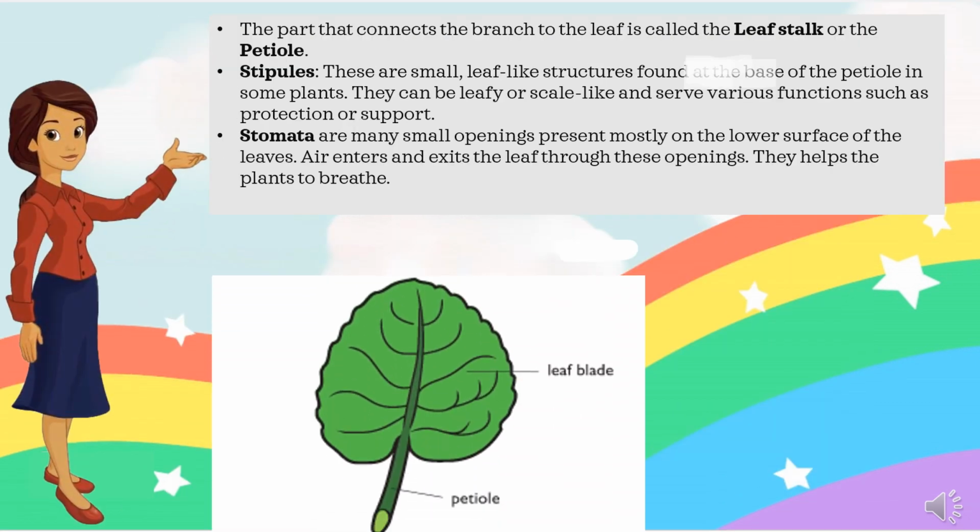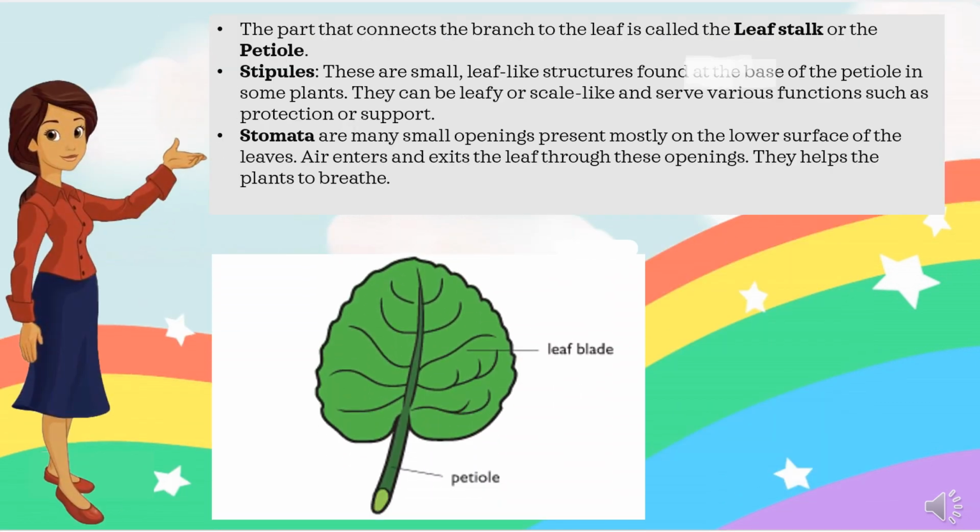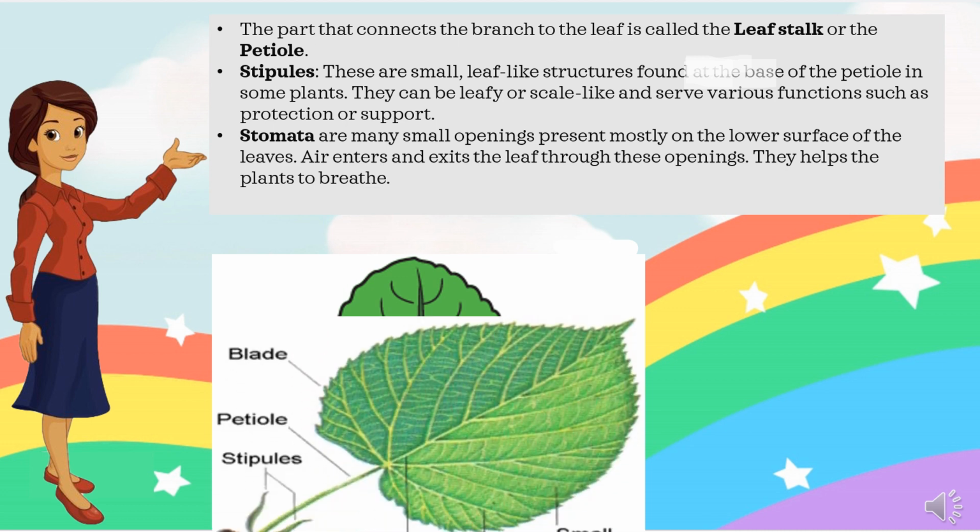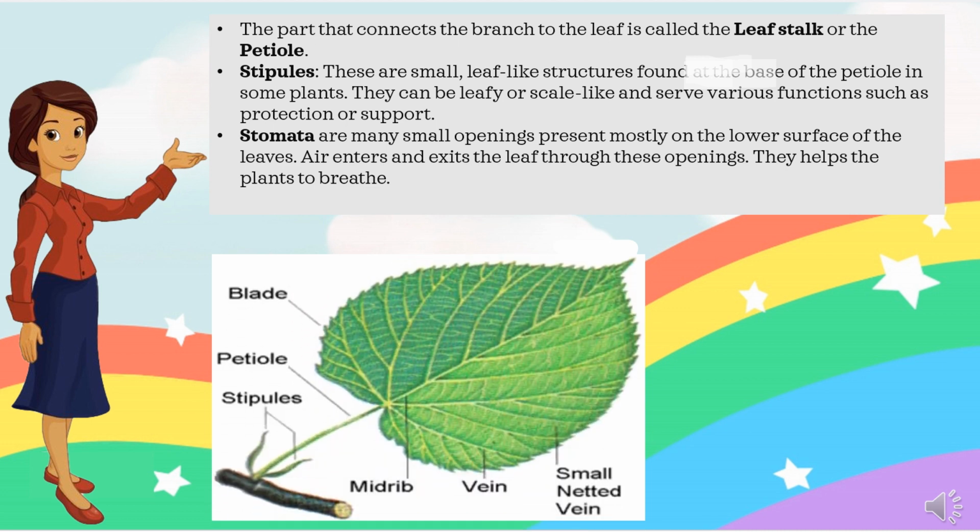The part that connects the branch to the leaf is called the leaf stalk or the petiole. It is like the leaf's lifeline, providing support and allowing it to receive water and nutrients. Let's talk about stipules. Stipules are small, leaf-like structures often found at the base of a leaf where it meets the stem. They can have different shapes and sizes, and they provide support or protection for the leaf.